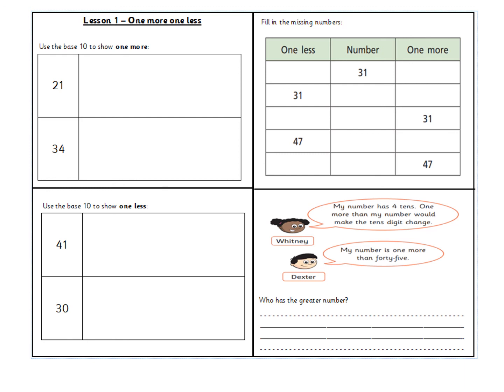Then you've got to fill in the missing numbers, so either the number in the middle or what one less than that number is, or one more. And then there's a question. Whitney says, my number has 4 10s, one more than my number would make the 10s digit change. Dexter says, my number is one more than 45. Who has the greatest number? You need to work it out, okay? And write Whitney or Dexter, who has the greatest number?